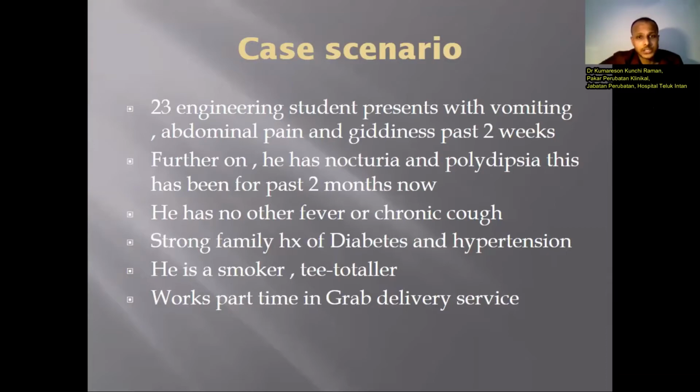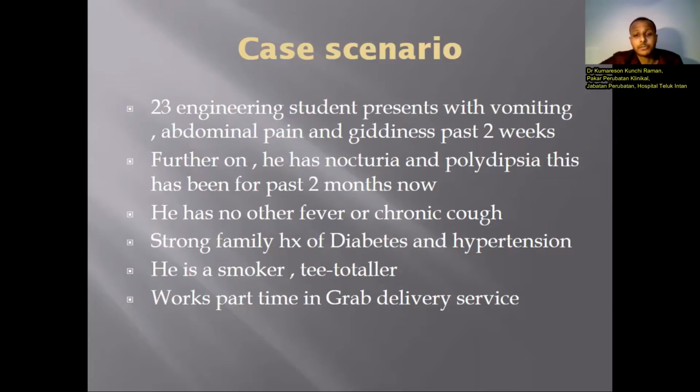So my presentation would be a real case scenario that we have seen in our wards. A 23-year-old engineering student who presented with vomiting and abdominal pain for the past 2 weeks with giddiness. Further on in history, he has got nocturia, polydipsia for the past 2 months now. He has no fever or any chronic cough, but he's got a very strong family history of diabetes and hypertension. Unfortunately, he's a smoker, but he's a teetotaler.